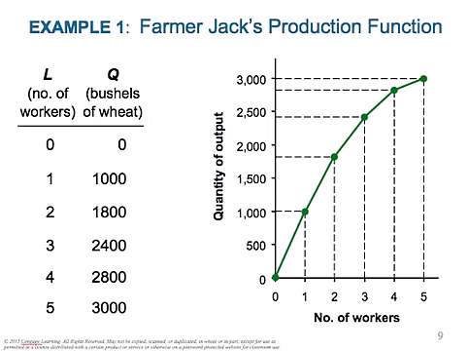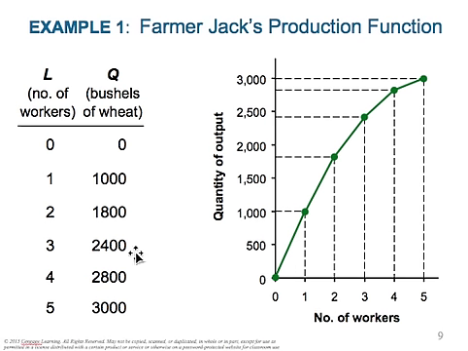Now, here is Farmer Jack's production function. Simply labor and quantity. Labor is the number of workers he hires to help him grow the wheat, and quantity is the bushels of wheat that he produces. 0 workers, 0 wheat. 1 worker, 1,000 bushels. 2 workers, 1,800, so on and so forth, all the way up to, in this example, 5 workers and 3,000 bushels.